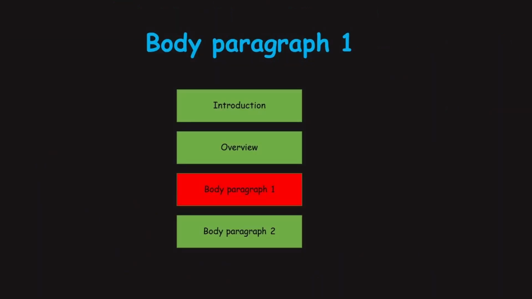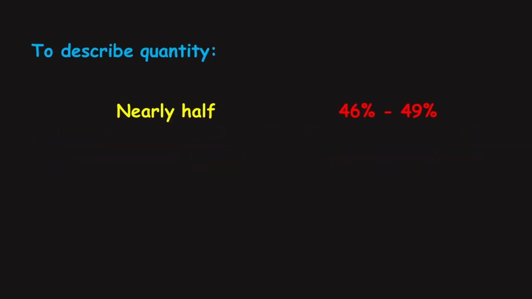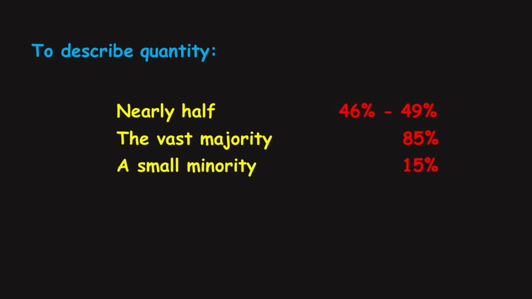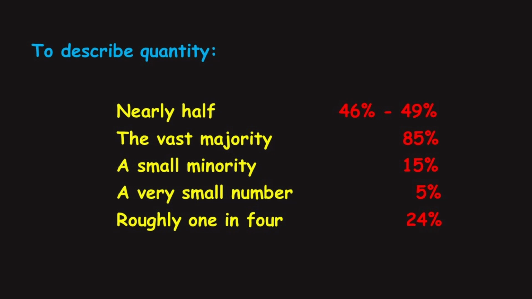Body paragraph 1. Before we all start looking at the example, let us consider some additional vocabulary that should be used for writing a body paragraph. To describe quantity, nearly half, when your values round 46% to 49%. The vast majority, 85%. A small minority, 15%. A very small number, 5%. Roughly 1 in 4, 24%.